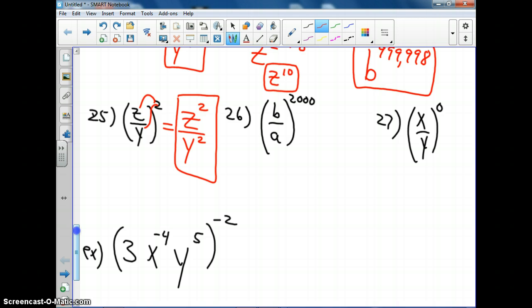Okay, now here's b over a to the 2,000. Same rule, right? Distribute it like this and like this. So it's going to be b to the 2,000 over a to the 2,000, right? That's what you do. Okay, there you go. That's the answer right there.